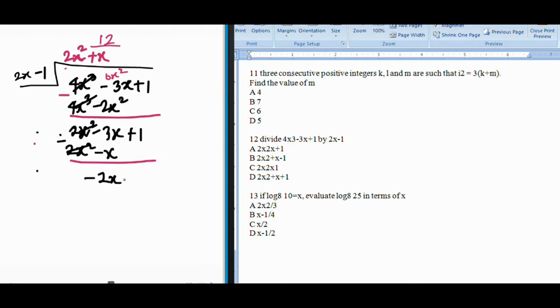Then finally, minus 2x divided by 2x will give us a minus 1. Minus 1 times 2x will give us minus 2x. Minus 1 times minus 1 will give us plus 1. Then finally we have 0. Which means if you divide 4x cubed minus 3x plus 1 by 2x minus 1, that will give us 2x squared plus x minus 1. And that is option B.